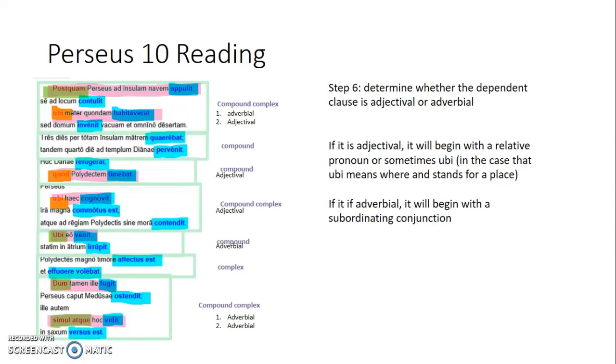I've determined all of my clauses off to the side. I have an adverbial, an adjectival for my compound complex, adjectival for my compound, adjectival for compound complex, adverbial for compound, and for my last compound complex sentence I have 2 adverbial clauses.